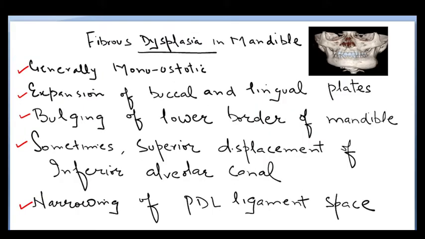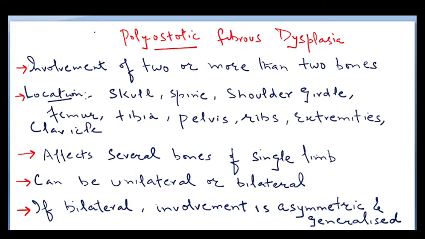Fibrous dysplasia in the mandible is the true monostotic type. There is expansion of buccal and lingual plates. There is bulging of the lower border of the mandible. Sometimes superior displacement of the inferior alveolar canal is seen, and in IOPA X-rays, there is narrowing of the periodontal ligament space.